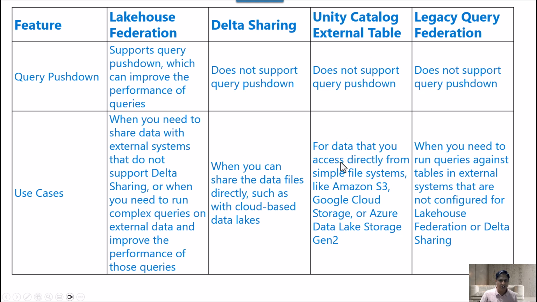A Unity Catalog external table is required when your data comes from a file system like Amazon S3, Google Cloud Storage, or Azure Data Lake Storage. In that case, your external table could be beneficial. And legacy query federation is for when you want to run your query against an external system that is not configured for Lakehouse Federation. If these two things do not work, then this will be the fallback plan.